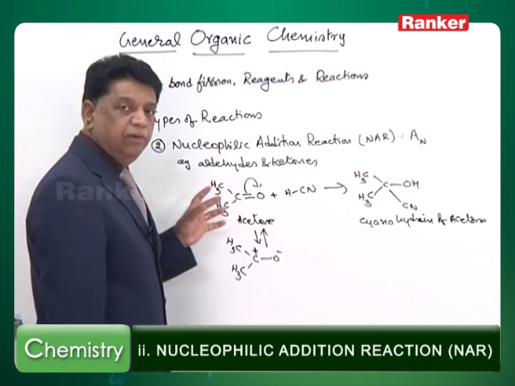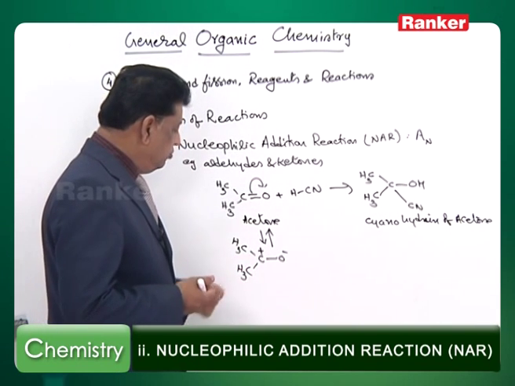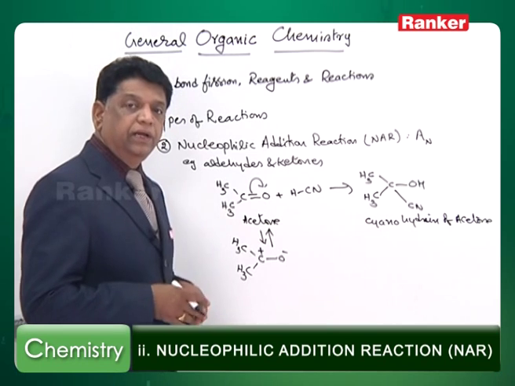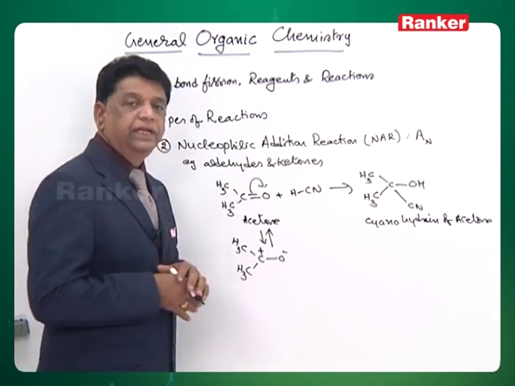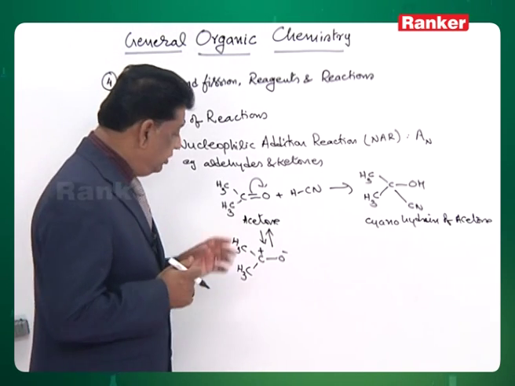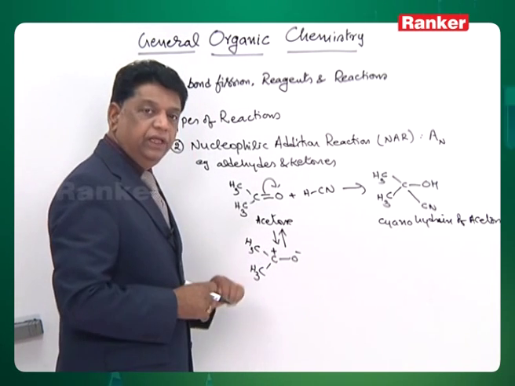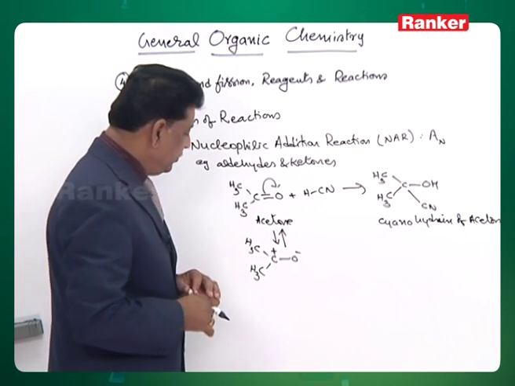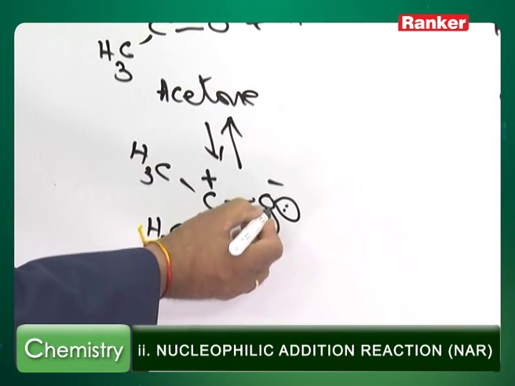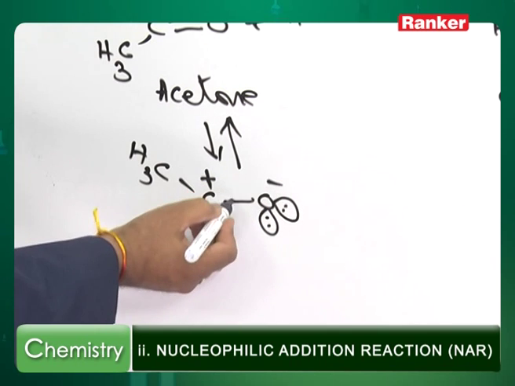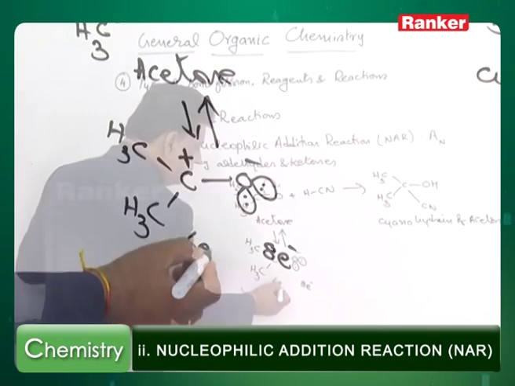Sometimes it will be with the bond closed, sometimes with the bond open. So many times C plus and O minus will be readily available, even when HCN is not added. A part of the carbonyl compound will exist in the form of the cation and the anion. Now, out of the C plus and O minus, if you compare, O has two lone pairs and a minus charge, so 8 electrons are there, whereas this carbon has 6 electrons.